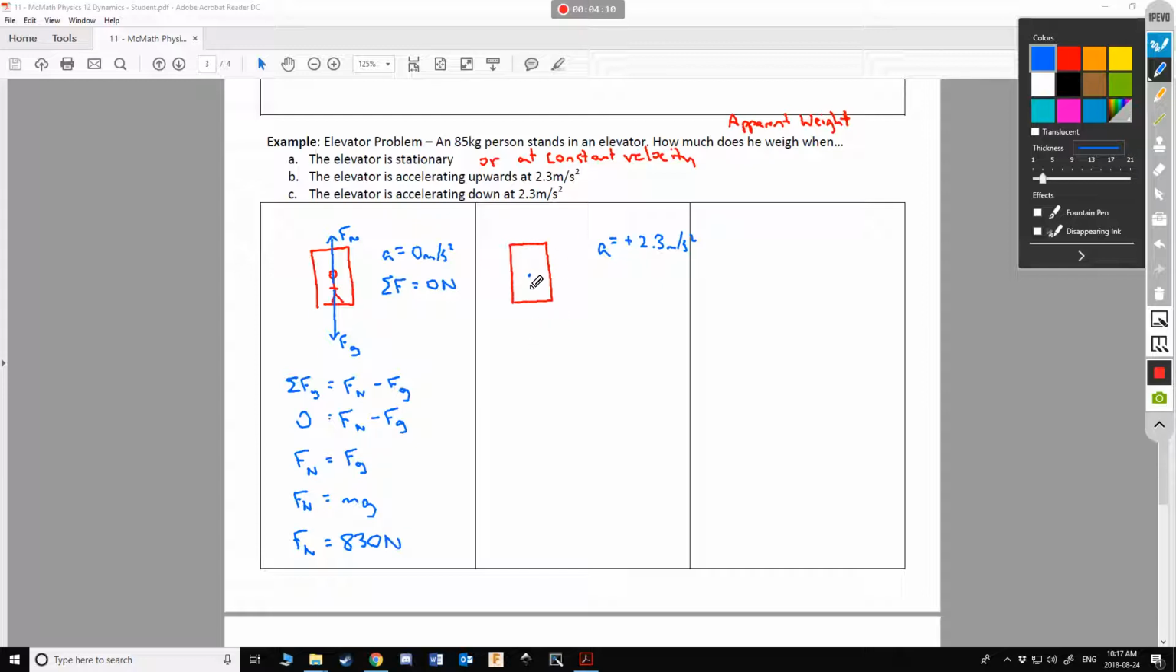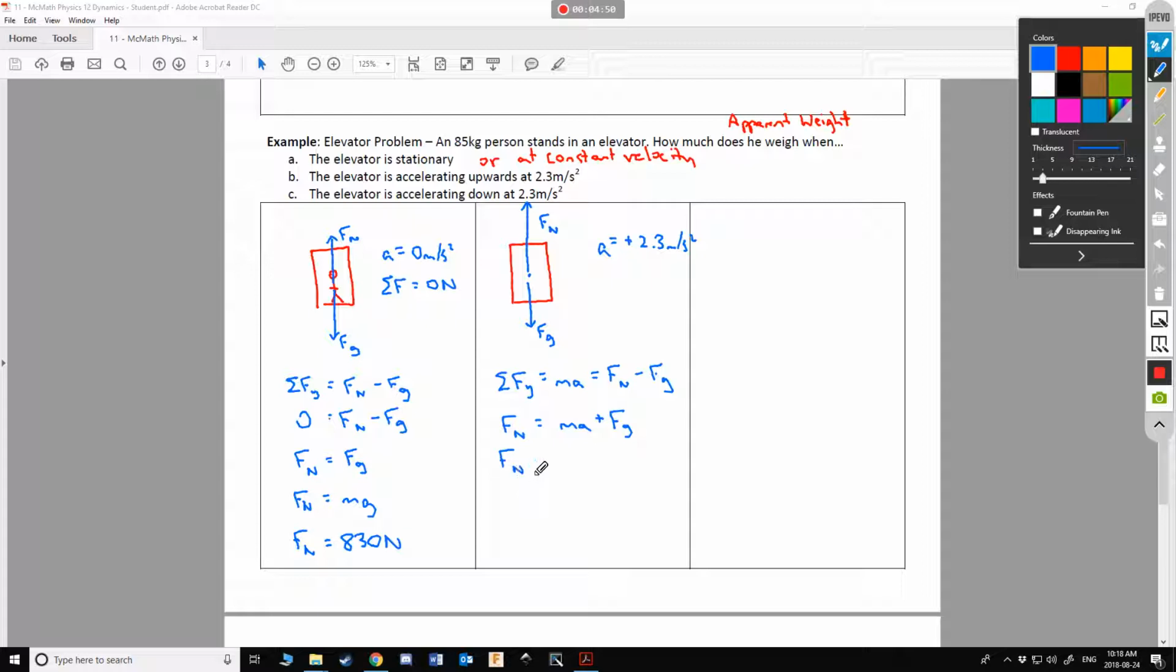So if I draw this free body diagram, our force of gravity technically hasn't changed. We're still just 85 kilograms on Earth, but now it must mean that our normal force is going to be bigger. So the sum of the forces in the y direction is equal to mass times acceleration, which is equal to Fn minus Fg. This time ma does not go to 0 because our acceleration is not 0. We're looking for apparent weight, that's Fn. So we solve for Fn. Fn is equal to ma plus Fg.